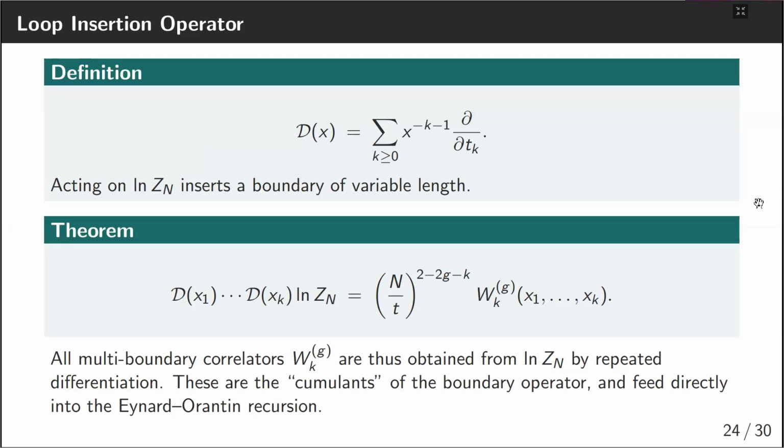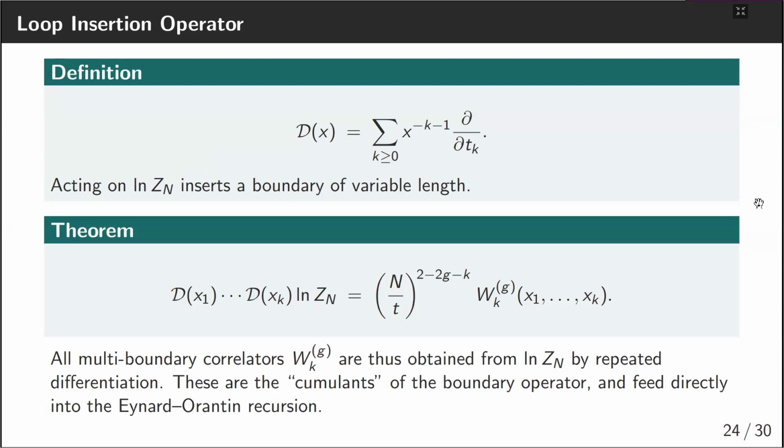We have a definition here. Acting on log Zn inserts a boundary of variable length. So when this operator acts on log Zn, we insert a boundary of variable length. And we have another theorem where we act on the multi-boundary. We have a repeated differentiation. That's the cumulants of the boundary operator. We can feed it directly into the Eynard-Orantin recursion.